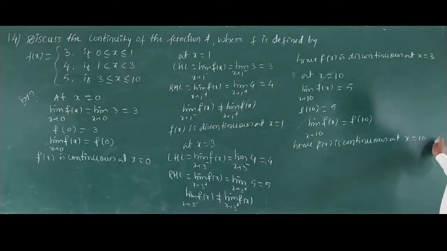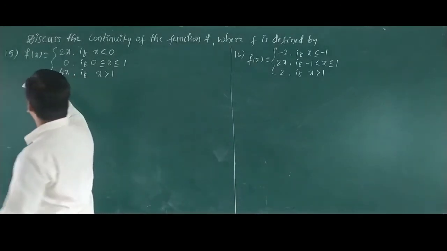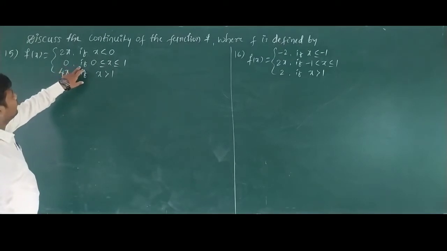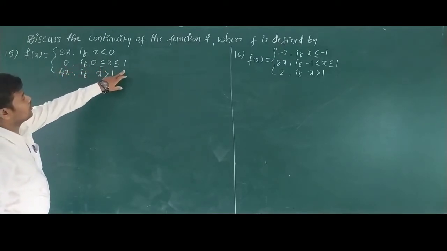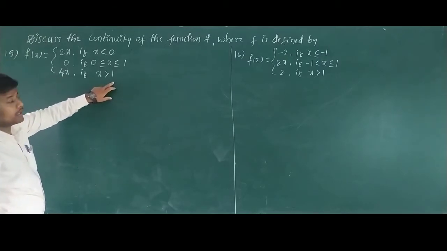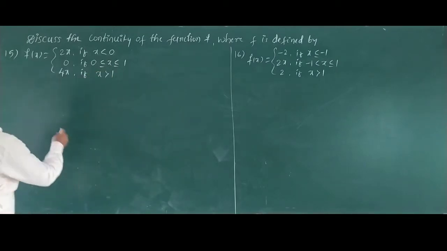Okay, now the next one, the 15th. f of x equal to 2x if x less than 0, 0 if 0 less than or equal to x less than or equal to 1, 4x if x greater than 1. That means we can discuss continuity at two points. Okay, solution.